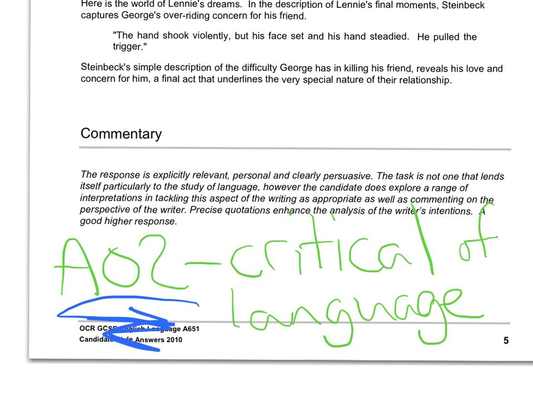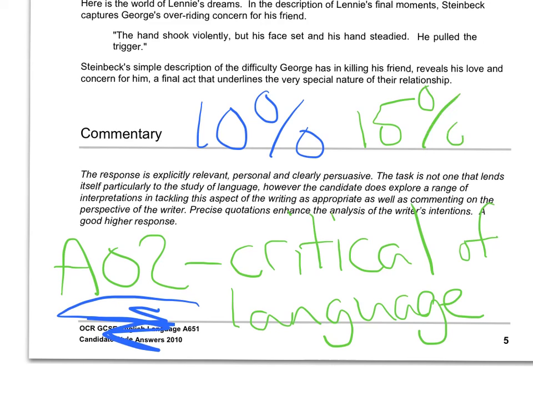So, just want to leave you with the last couple of things. AO2 is most really important. AO2 is worth 10% of this paper. The other 15% is for context in the reader. But for this one, AO2, 10% is very important. Okay, that's it, and I hope you've learned something from this.